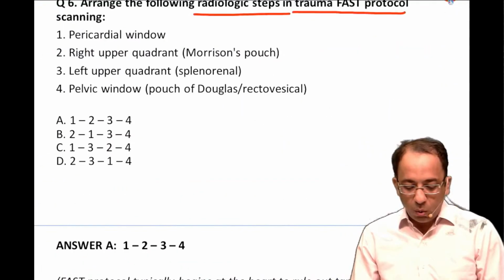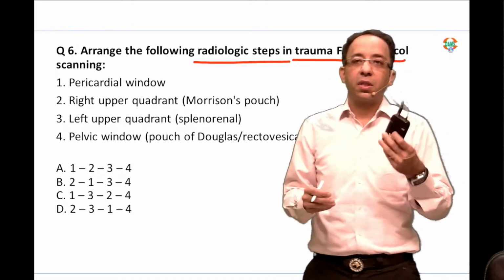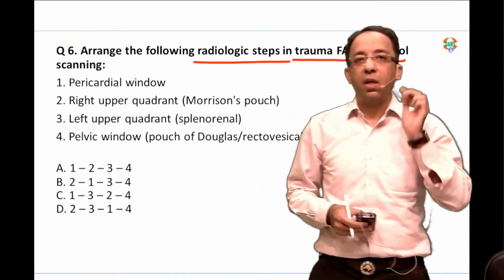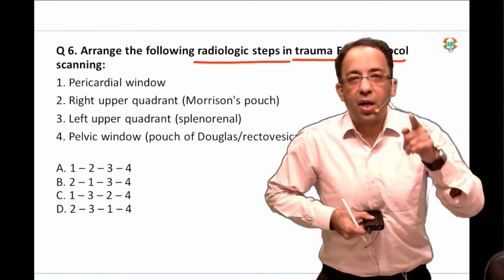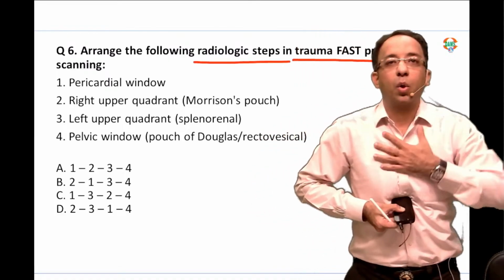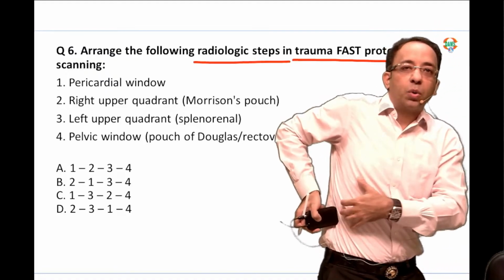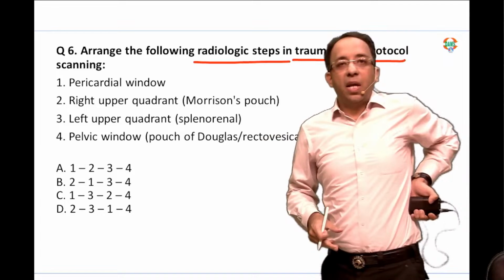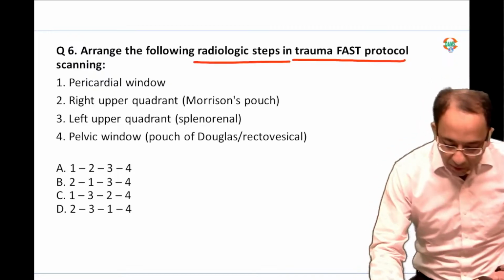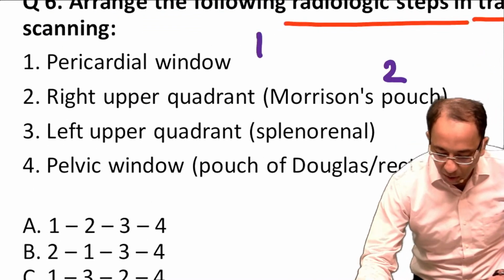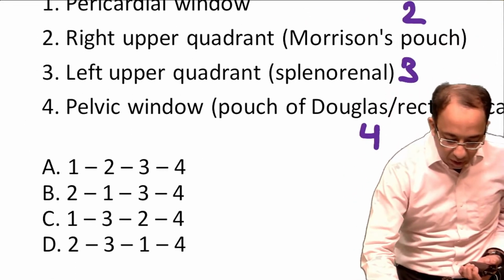Okay. Now, the question in this paper was about sequence. So whenever we do FAST, I want you to be very careful and answer. We keep the probe first in the subxiphoid area to look for cardiac tamponade. Then the right upper quadrant or right flank to see the Morrison's pouch. Then the left flank to see the splenorenal recess. Then pelvis. So the sequence is pericardium, Morrison's pouch, splenorenal, pouch of Douglas. So this question's answer will be A.